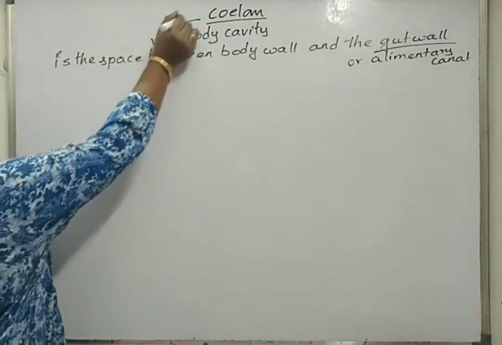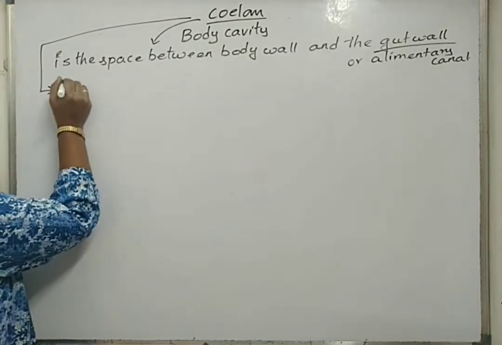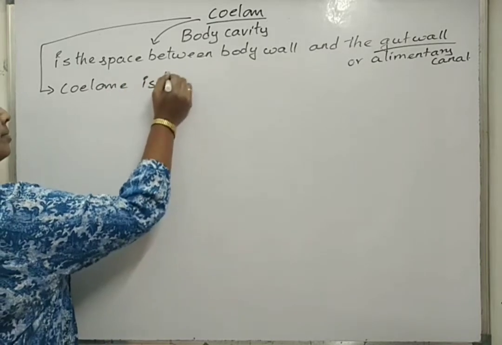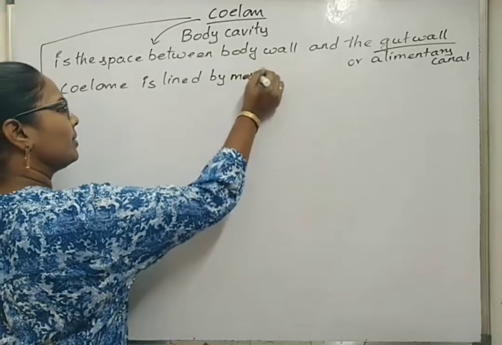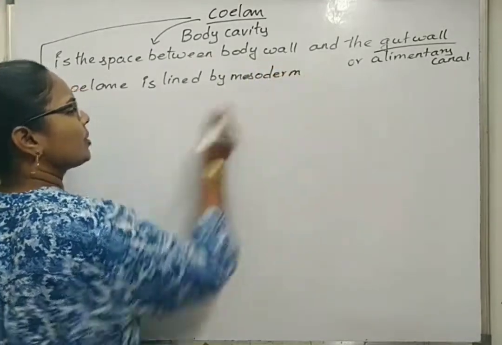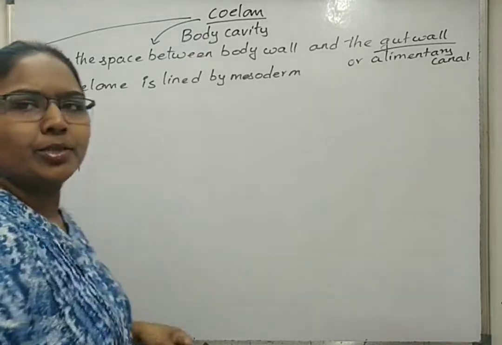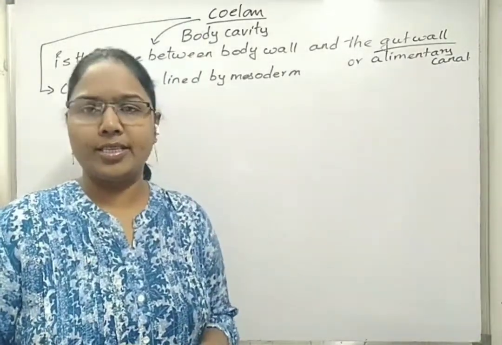Here there is a rule that coelom has to be lined by mesoderm. Then only we will call that space cavity a coelom. So based on the presence or absence of coelom, there are different categories of organisms.